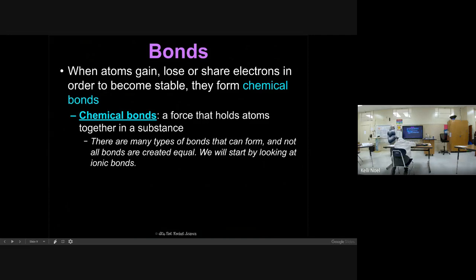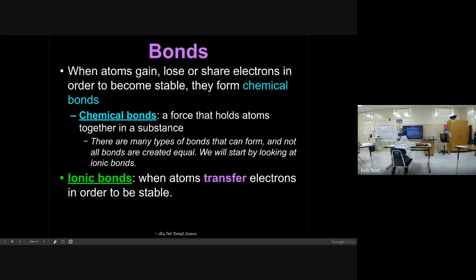Atoms can lose or gain electrons, or they can share their electrons. But the whole point is that they're wanting to be stable. And so some of these bonds are stronger than others. So we're going to look at ionic bonds first. And this is a transfer. On that previous picture with the sodium and chlorine, that arrow represented a transfer. One is giving to the other to be stable.